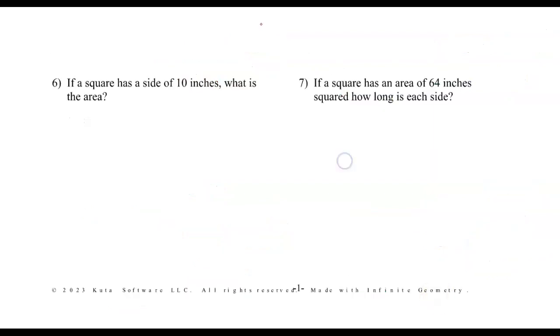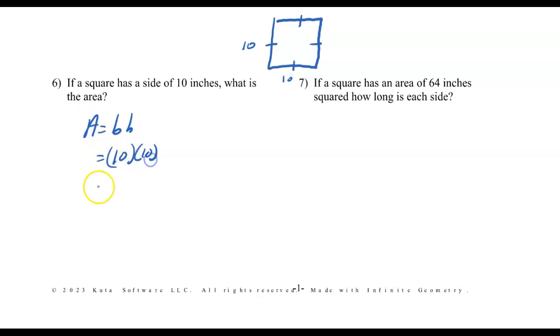The next two problems talk about a square, and in a square you should remember that all 4 sides are equal. So in a square, all sides are equal. So if a square has a side length of 10, that means all the sides are 10. So the area is base times height, which is 10 times 10, which will be 100 inches squared.